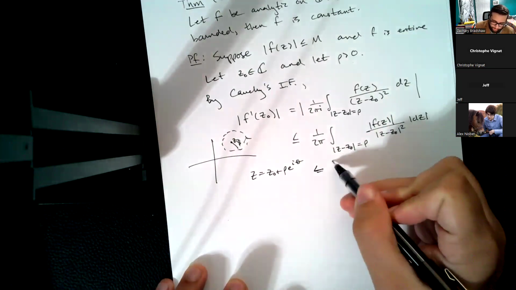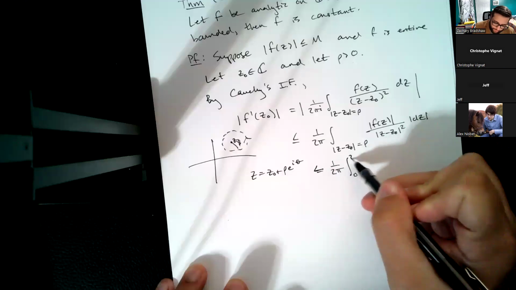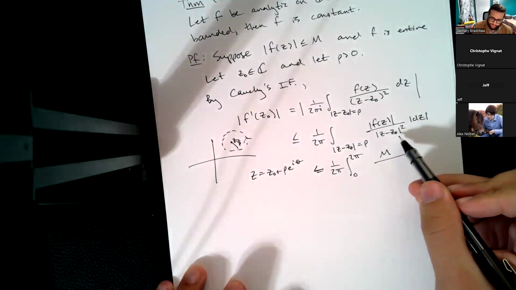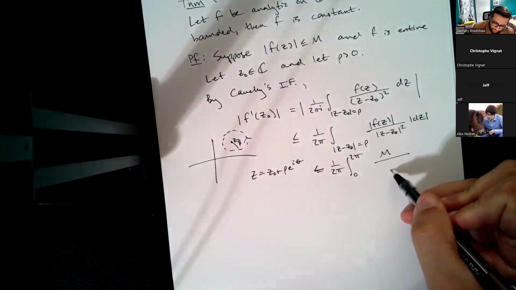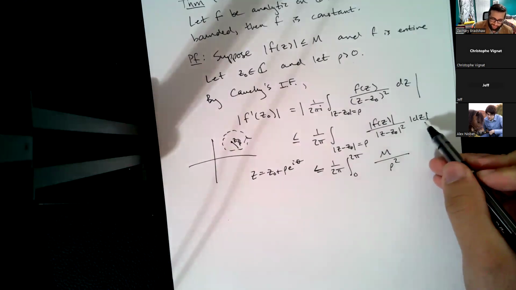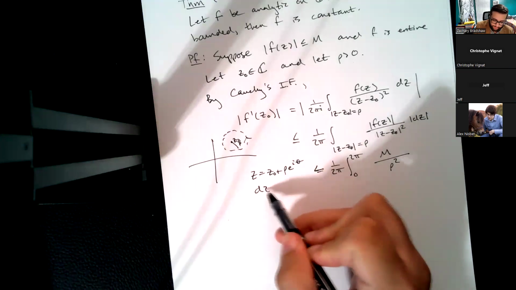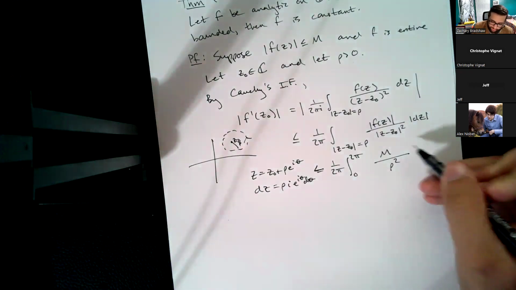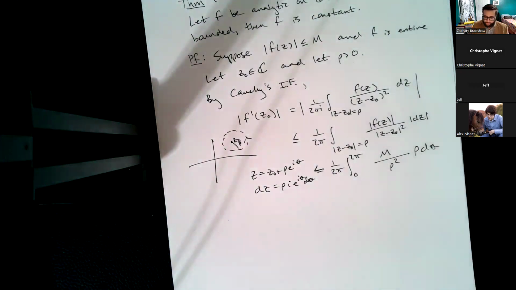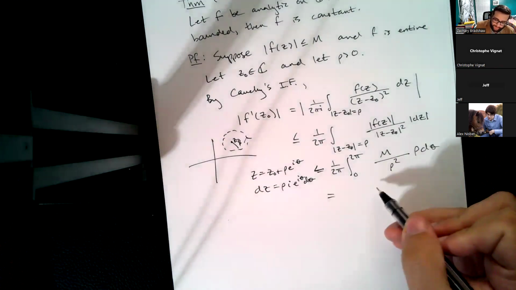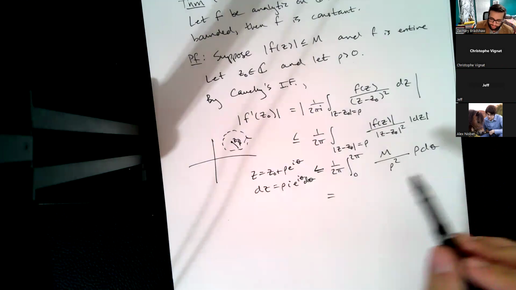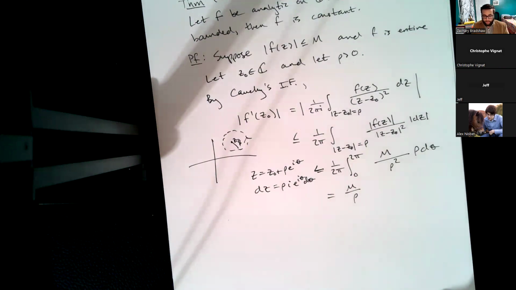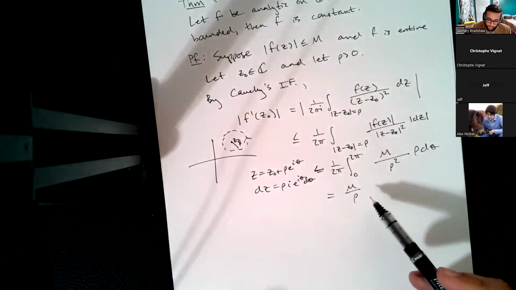So this will be less than or equal to 1 over 2 pi times the integral from 0 to 2 pi of M over the modulus of z minus z0, which is rho e to the i theta, so the modulus is just going to be rho squared. And then the modulus of dz has modulus rho d theta. At the end of the day, the integrand doesn't depend on theta, so we pick up a 2 pi, which cancels this one, and we get M over rho. And so the derivative at z0 is bounded by M over rho.